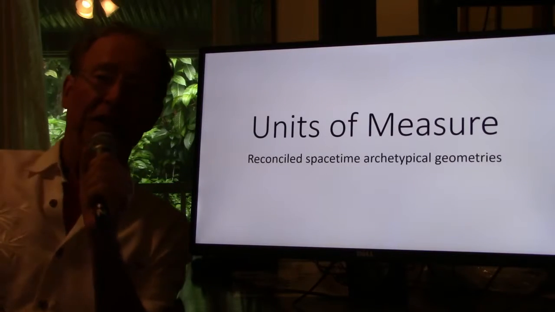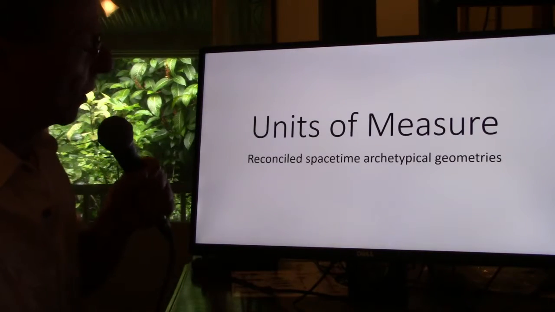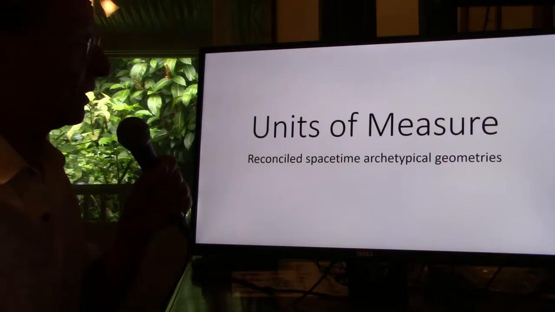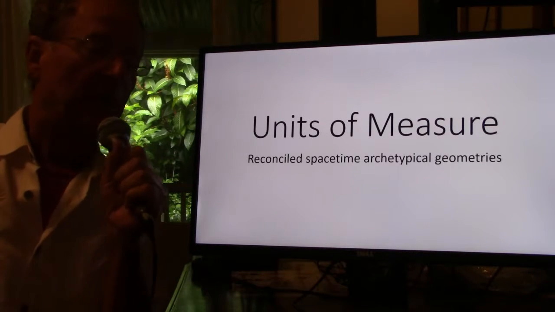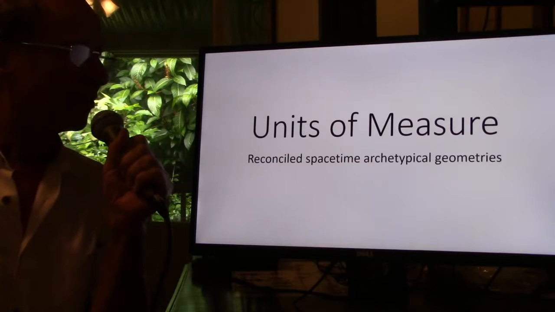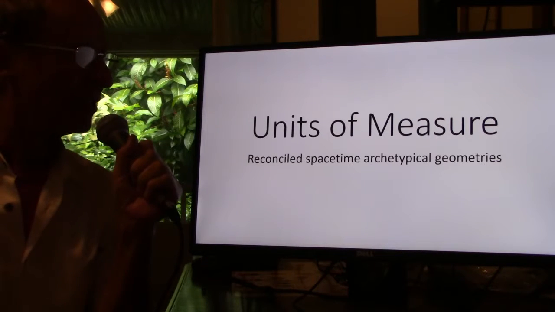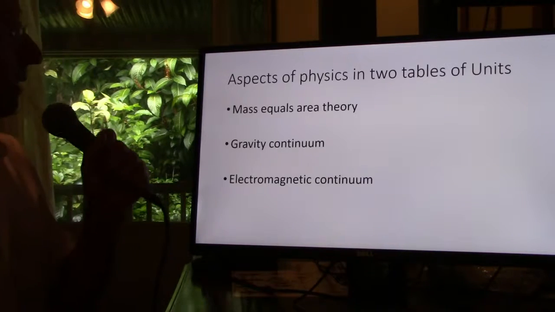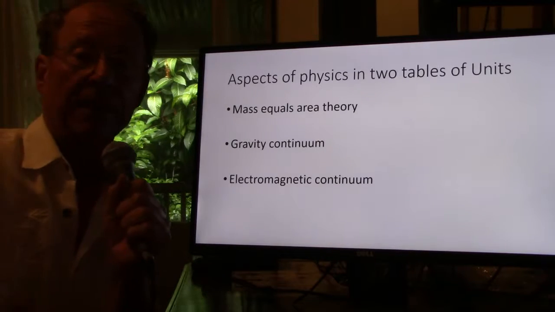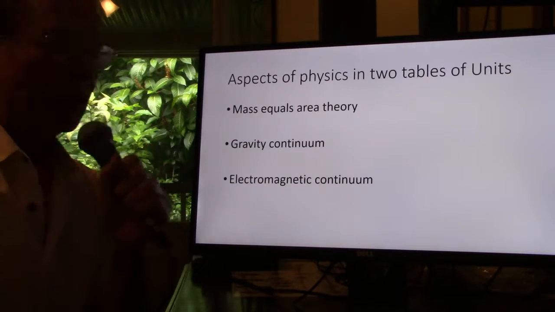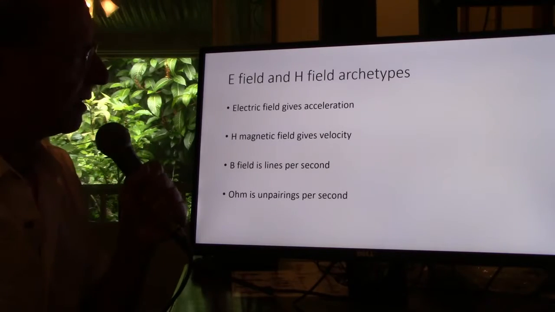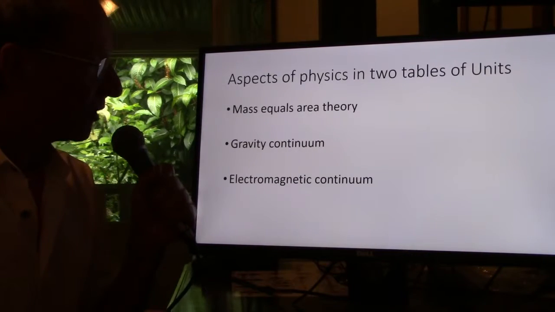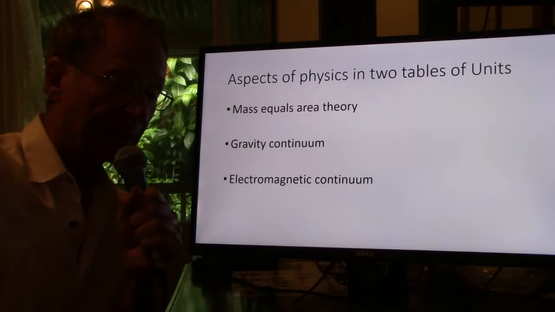The units of measure. One descriptive phrase for this part is the reconciled space-time archetypical geometries, so that the space-time is 4 dimensions, and these units of measure will use length and seconds as the primitive units of measure. Now the aspects of physics are in 2 tables for these units of measure, and they're based on the mass equals area theory. And then the gravity continuum is one table, the electromagnetic continuum is another table.